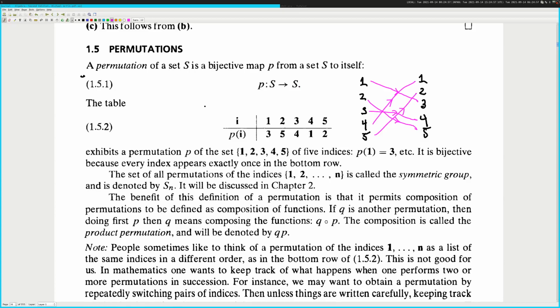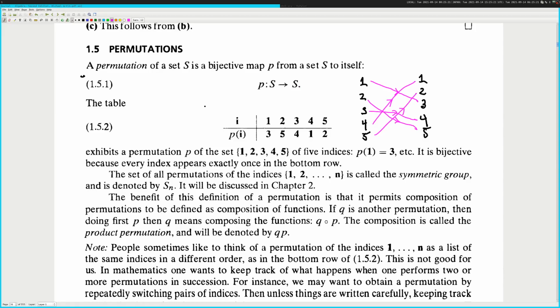So anyway, the table, which I just drew out, exhibits a permutation P of the set 1, 2, 3, 4, 5 of the 5 indices: P of 1 equals 3, etc. It is bijective because every index appears exactly once in the bottom row. Alright. The set of all permutations of the indices 1 up to n is called the symmetric group and is denoted by Sn. It will be discussed in Chapter 2.